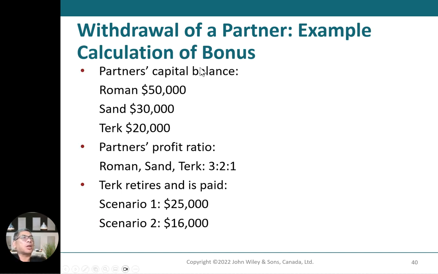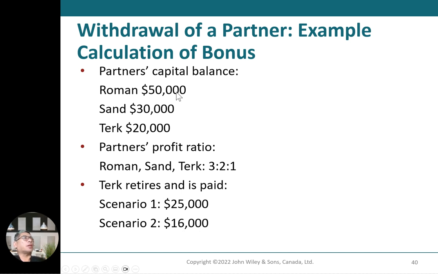Example of bonus calculation. Okay, we have looked at the theory. Now is the calculation, the mathematical logic. Partner capital balances: Roman has 50,000, Sands is 30,000, Turk is 20,000. The partner ratio will be 3 to 1. Okay, 50, 3 to 1. Turk retires, which is this guy, the 20,000 guy. Turk retires and is paid: scenario 1, 25,000. Scenario 2, 16,000.